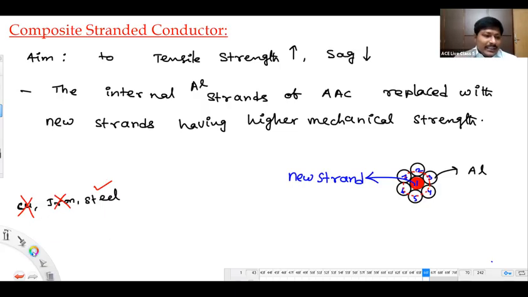As an internal strand now. Okay. So the new strand is made by a material called galvanized steel. Now, after replacing that internal strand with the steel, listen. This conductor we are going to name, it's basically an aluminum conductor with steel kept at the center. So it's an aluminum conductor, steel reinforced.